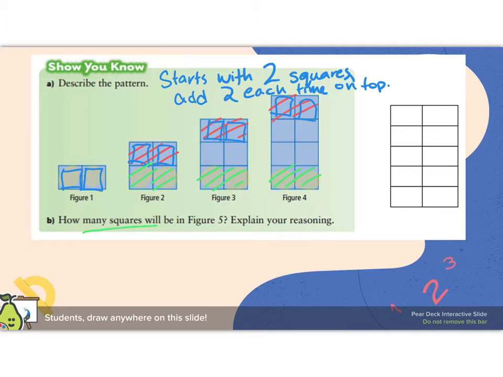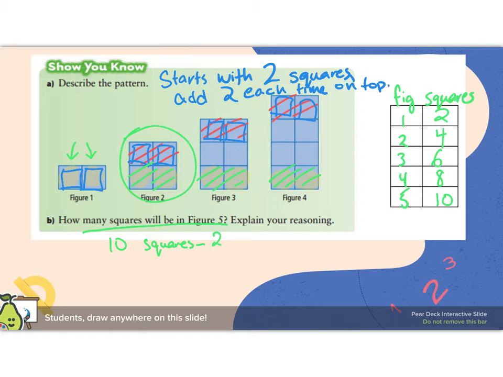So next one, how many squares will be in figure 5? Explain your reasoning. So let's try and use this table over here. So I'm going to go figure and the number of squares. So I have figure 1, 2, 3, 4, 5. And then for the squares, this first one has 2 squares. This next one has 4 squares. And then 6 squares, 8 squares, 10 squares. So how many squares will be in figure 5? 10 squares.